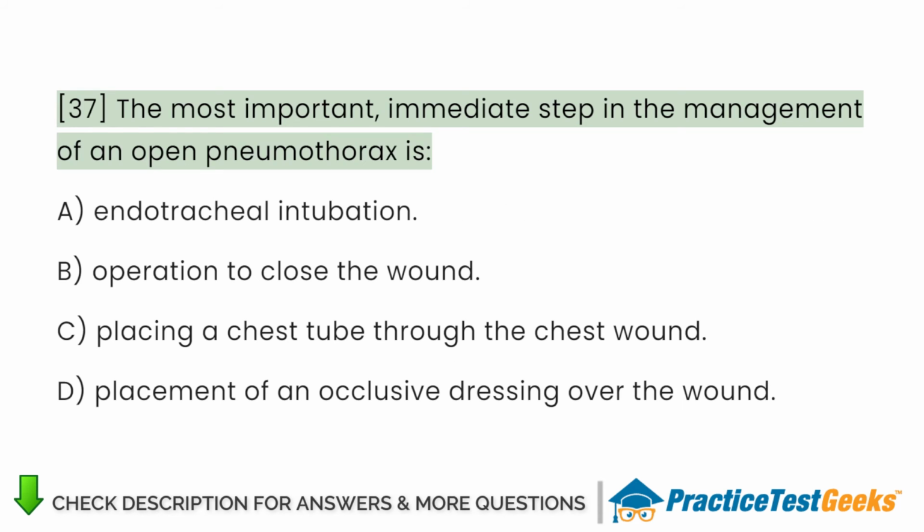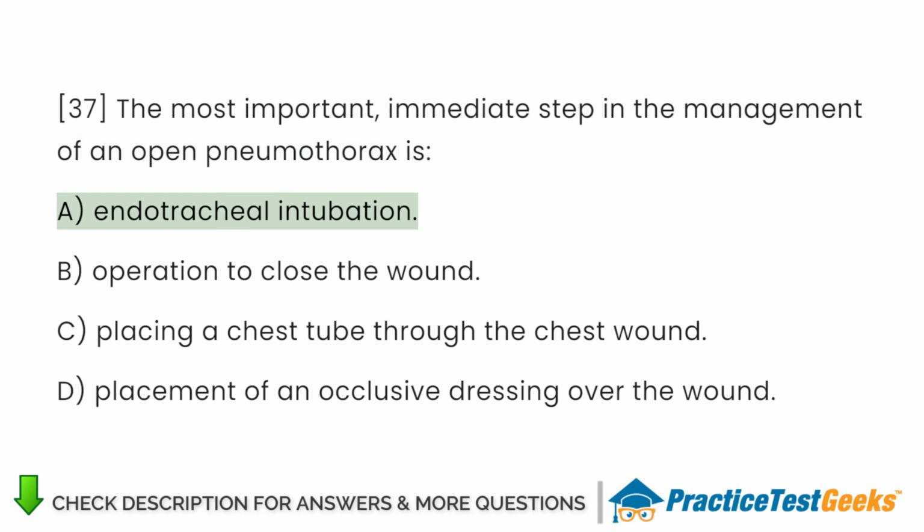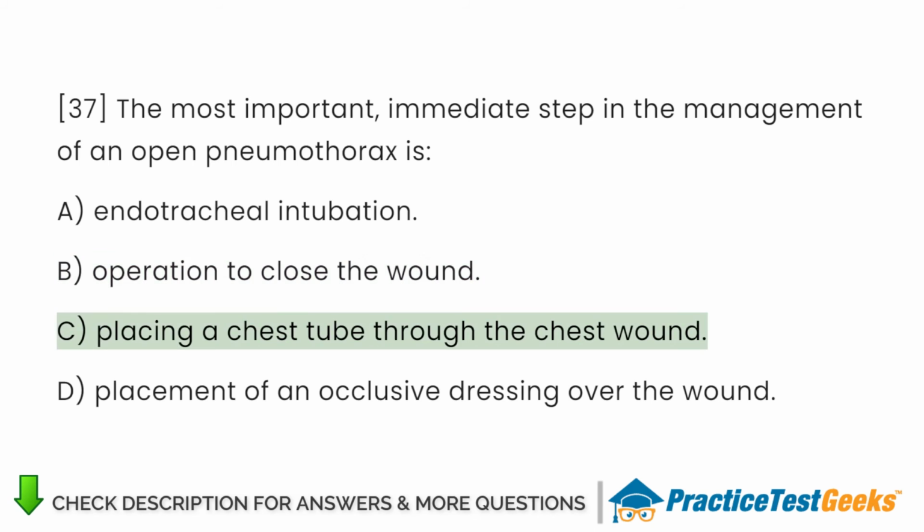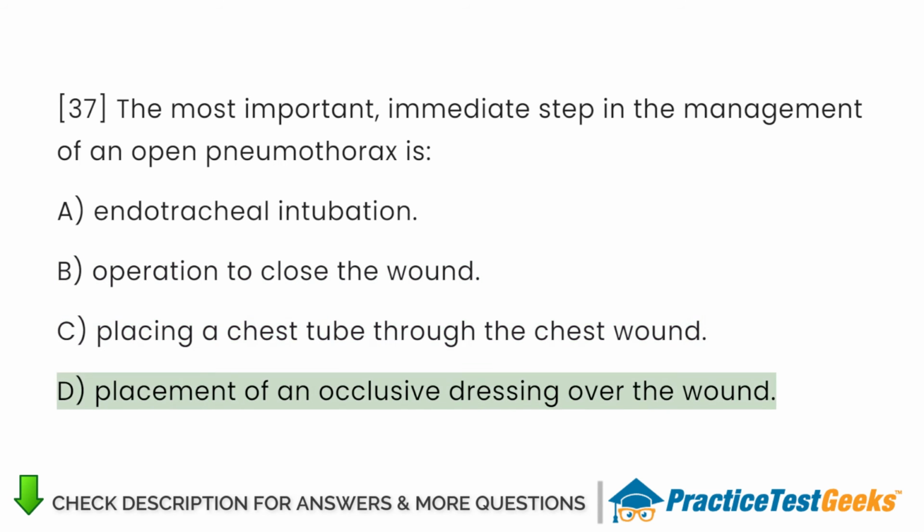The most important, immediate step in the management of an open pneumothorax is A. Endotracheal intubation, B. Operation to close the wound, C. Placing a chest tube through the chest wound, D. Placement of an occlusive dressing over the wound.